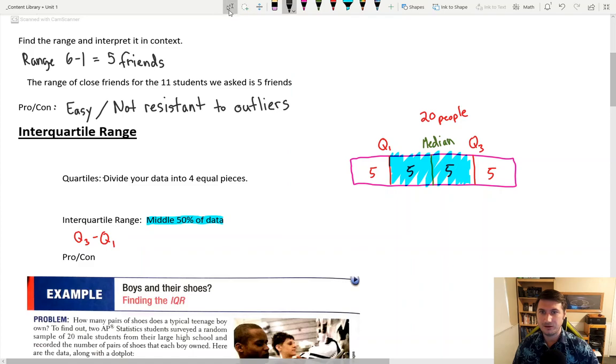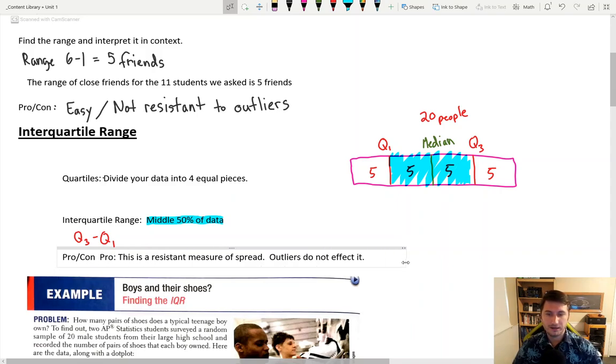So pros and cons here. The pro is that this is a resistant measure of spread. It does only have one S. Outliers do not affect it. Because we're cutting off the outside, we're not talking about the far left or the far right. You know, politics is bad. We are not affected by outliers. This is a resistant measure of spread. I guess the con could be it's a little harder to calculate, but not that big of a con. It's not that hard to find. And I'll show you how to find it in a specific example right now. But the main thing is it is a resistant measure. Outliers do not affect it.